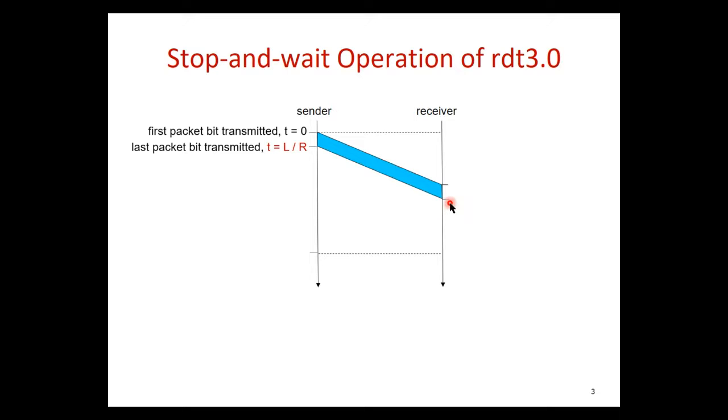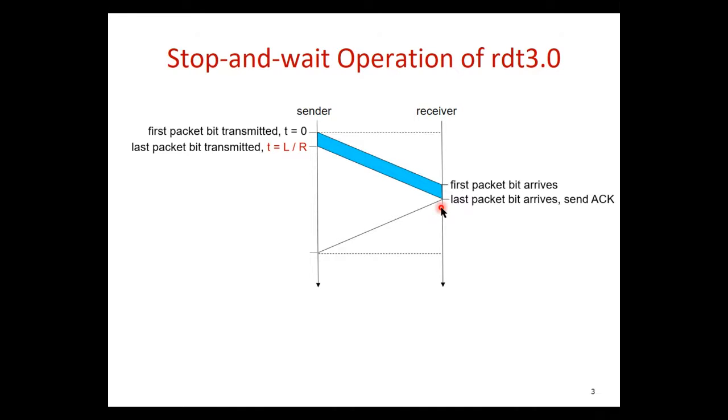Now let's assume that everything is fine. There's no packet loss. There's no bit error. Then the receiver will normally send back a positive ACK, right? After it has received the last bit of the packet, it will send an ACK. And here the ACK is a very short message. So it's a very short packet.